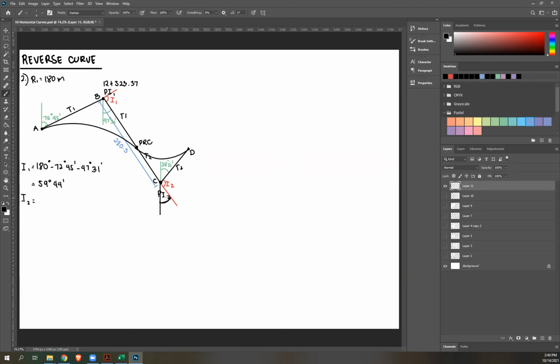I can extend that here because they're parallel angles. This is also 47. So I'm given this and this to get I2, that's just 180 minus those two. So let's do that. 180 minus 47°31' minus this one, which was minus this, 38°13'. Please solve. What's the answer?